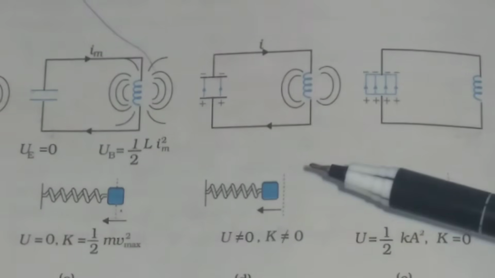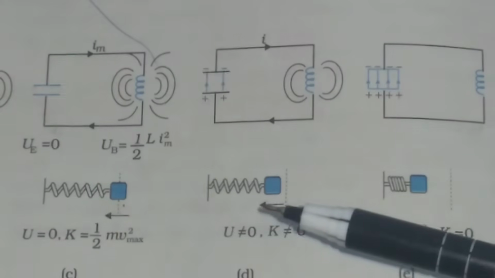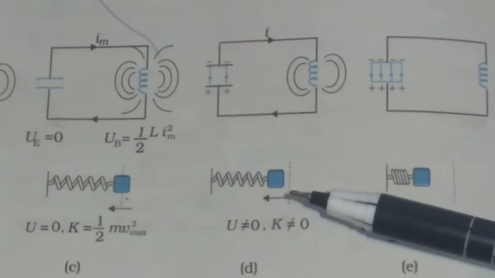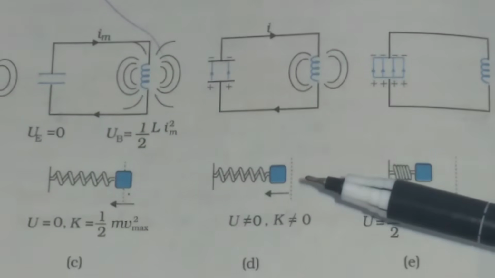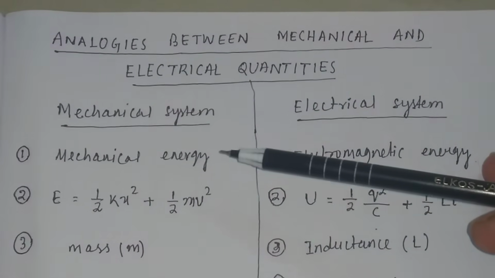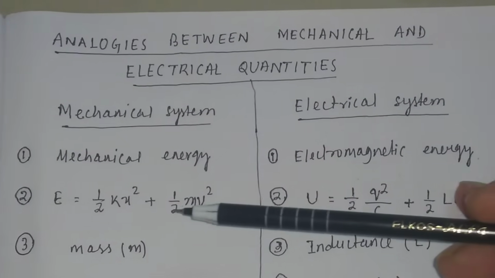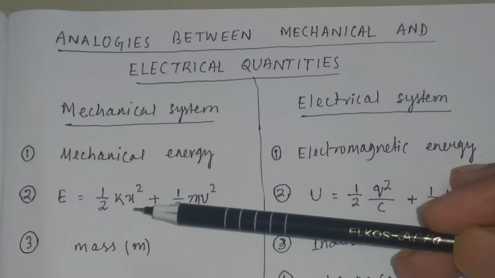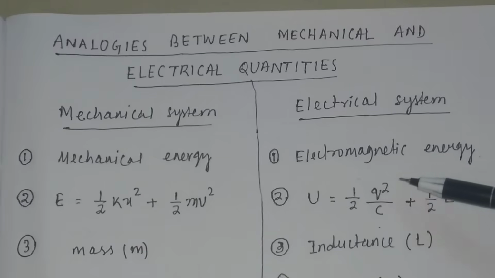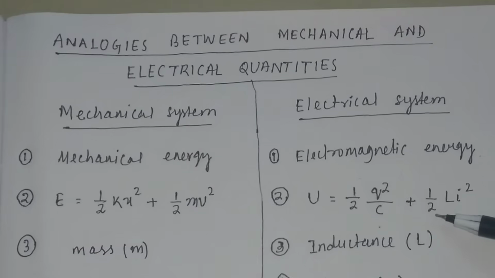And there is an analogy between the electrical oscillation and the mechanical oscillation, that is, the oscillation of the spring mass system. There is an analogy between mechanical and electrical quantities. In a mechanical system you have mechanical energy, and in an electrical system you have electromagnetic energy. In a mechanical system the mechanical energy is equal to half kx square plus half mv square. In an electromagnetic system you have the total energy, half q square divided by c plus half li square.